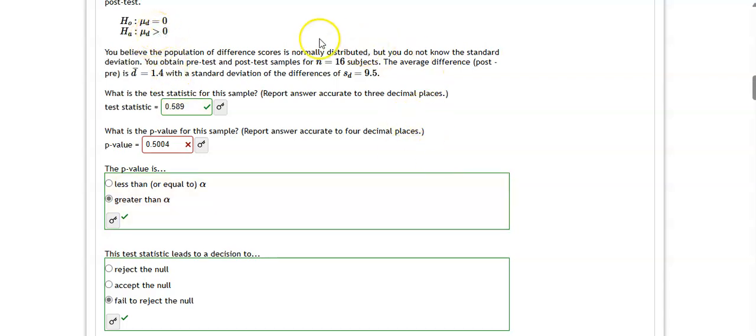All right, so we also have a small sample size, so we're going to use the t-distribution. So since our sample size is 16, degrees of freedom are 15. All right, so with these, we want one less for the degrees of freedom. So our degrees of freedom are 15, and we're going to put this test statistic in, 0.589.